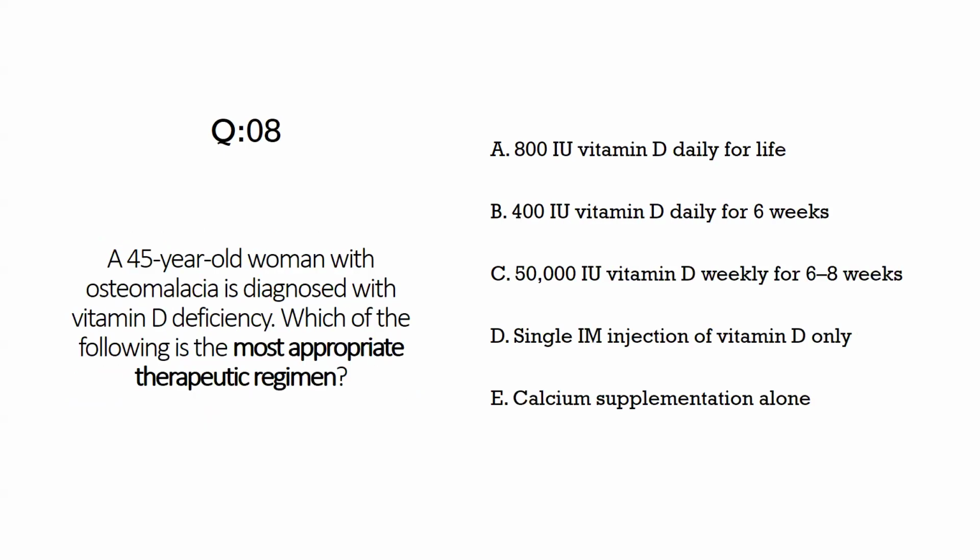Question number eight: a 45-year-old woman with osteomalacia is diagnosed with vitamin D deficiency. Which of the following is the most appropriate therapeutic regime? Option A, 800 international units daily for life. Option B, 400 international units daily for 6 weeks. Option C, 50,000 international units vitamin D weekly for 6 to 8 weeks. Option D, single IM injection of vitamin D only. Option E, calcium supplementation alone. C. Yes, option C is the right answer. In adults, 50,000 international units weekly.